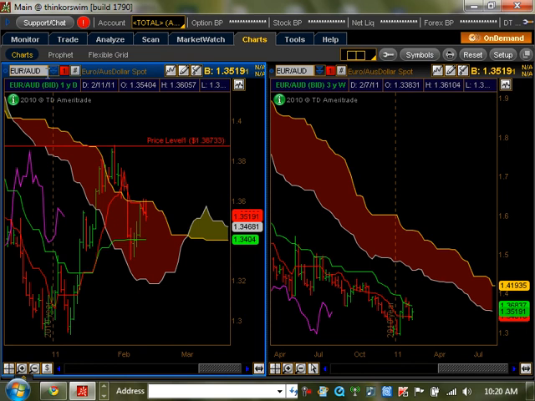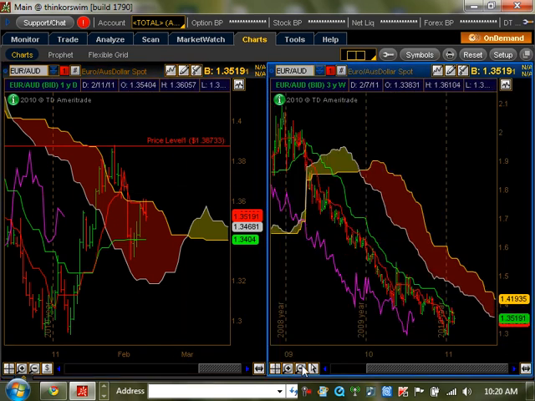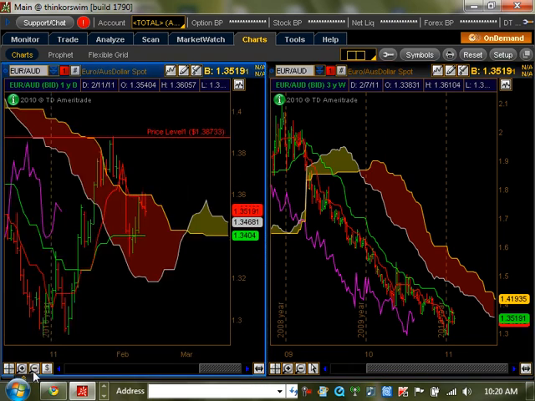The reason we're doing that is because this thing's been trending for a very, very long time, with a huge pip movement down, over a 5,000 pip movement down. So we're expecting it to reverse sooner or later, and it may be coming up soon. So we'll look at that.